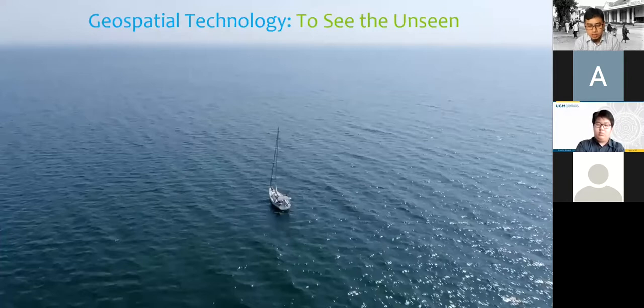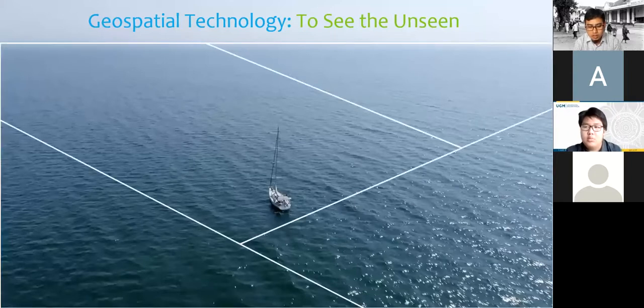For us, this is a vast ocean, empty without any borders. But in reality, the ocean has so many borders that our eyes cannot see. And geospatial technology can help us to identify which location, what we could do with the location, or the planning of the ocean, and then what zones lie above in the ocean.